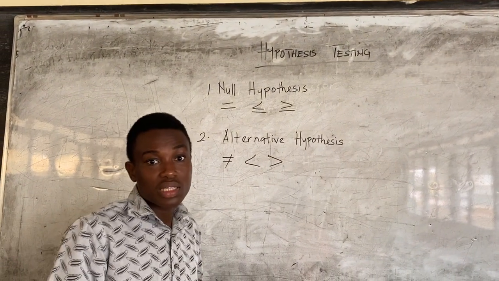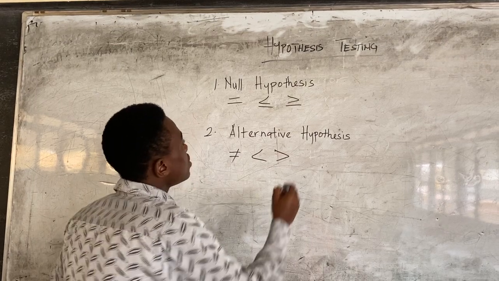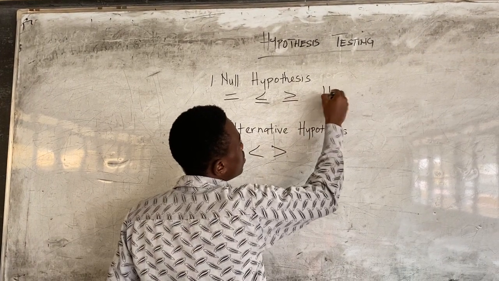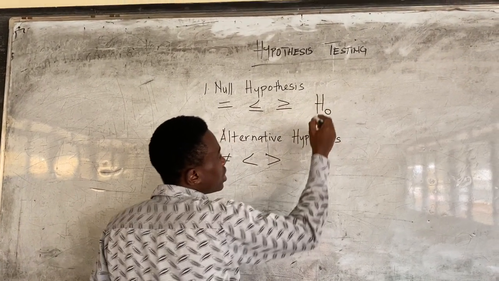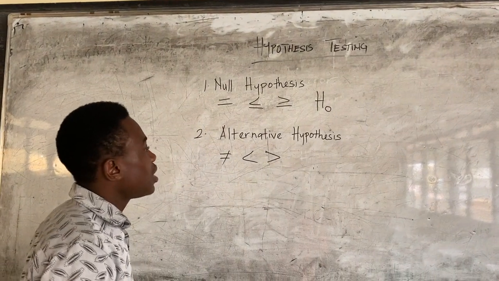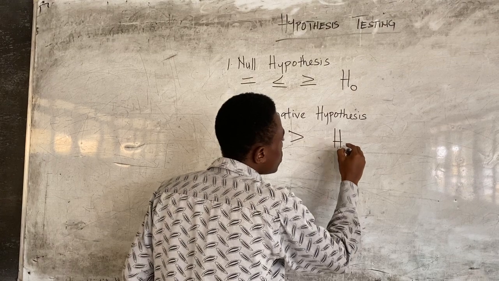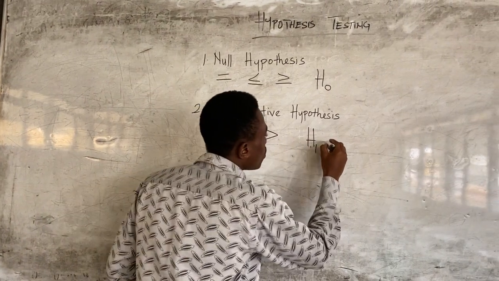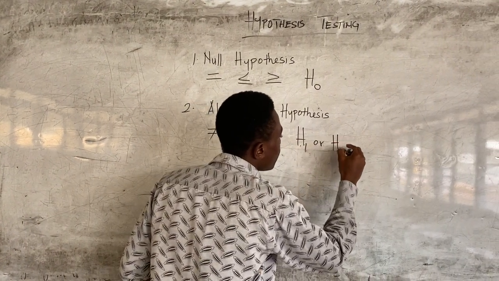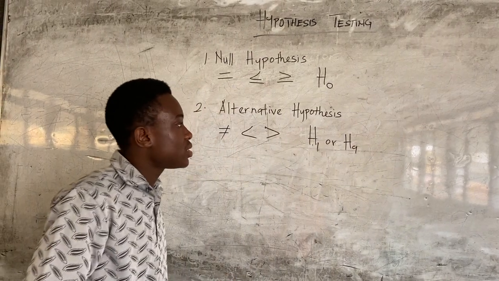The null hypothesis is denoted by an H with a subscript 0, or the naught. And then the alternative hypothesis is denoted by H with 1 as subscript or an H with A as a subscript.